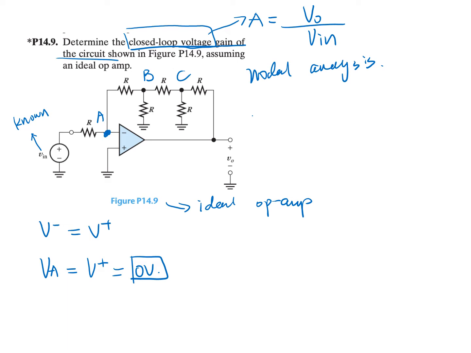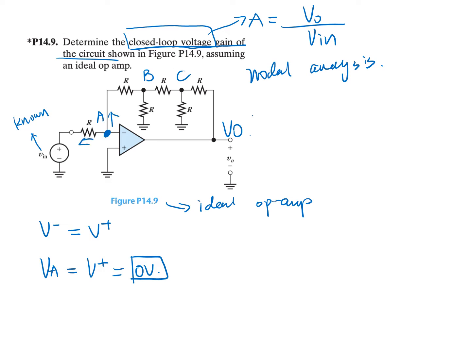We now have three unknowns. That's VB, VC, and Vout. So we need to have three equations to solve three unknowns, and we need to perform nodal analysis. Perform the KCL three times. So let's do that. We first can start to perform nodal analysis at the negative terminal, or the inverting terminal, of the op-amp. Here, that's at node A.